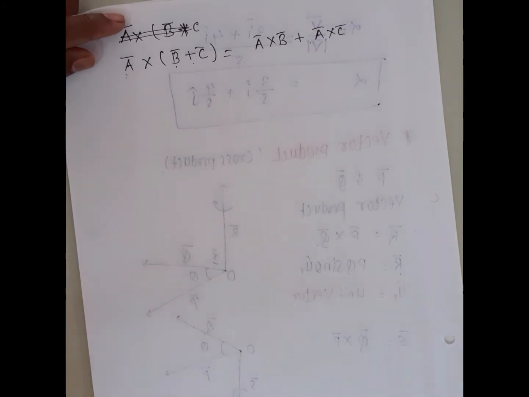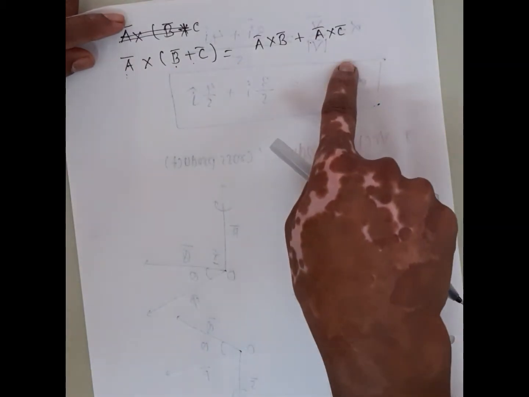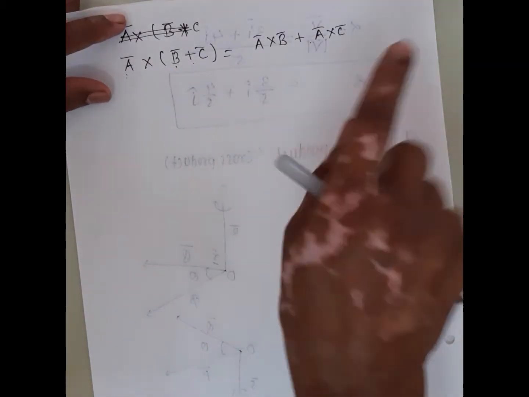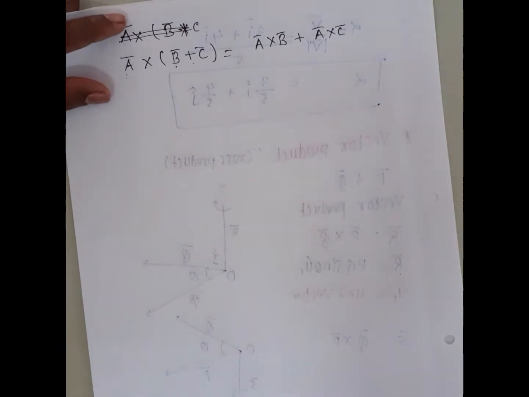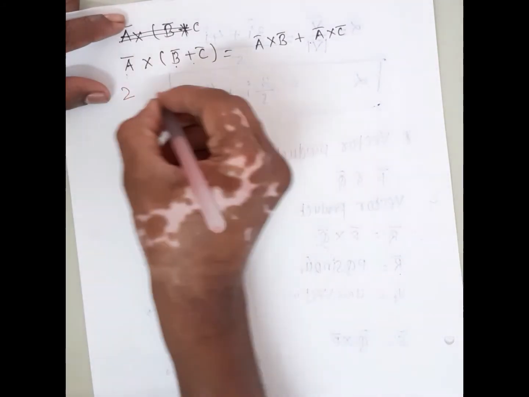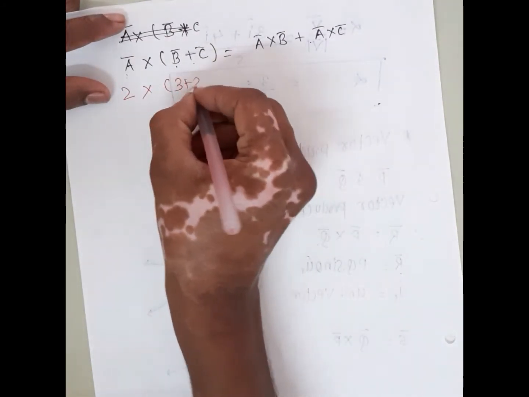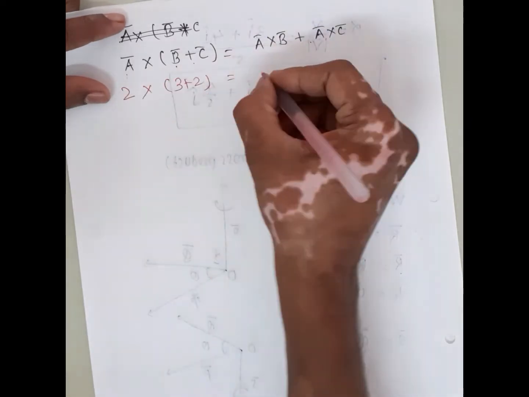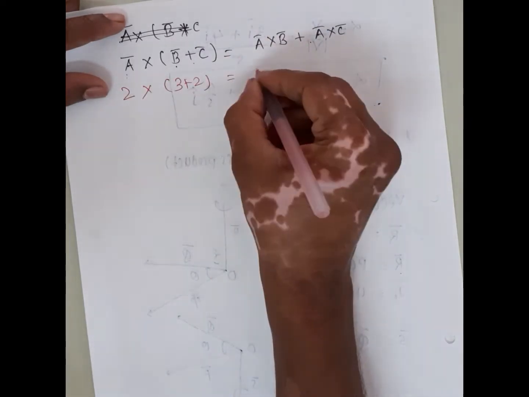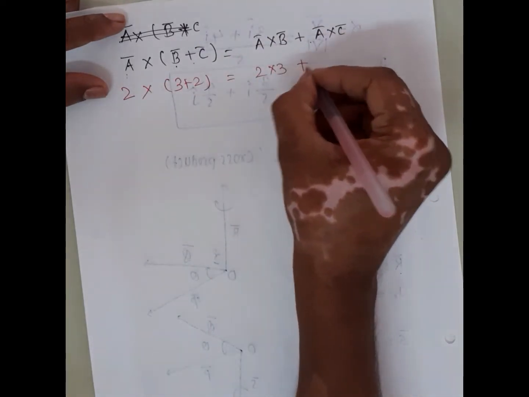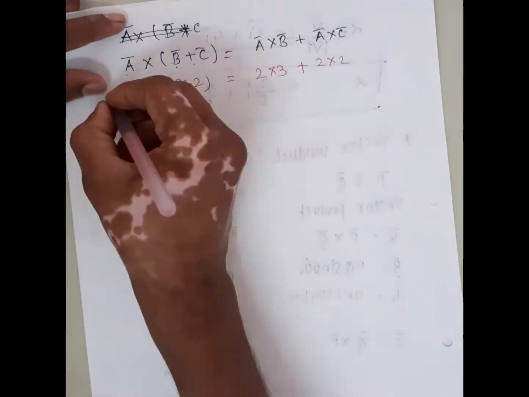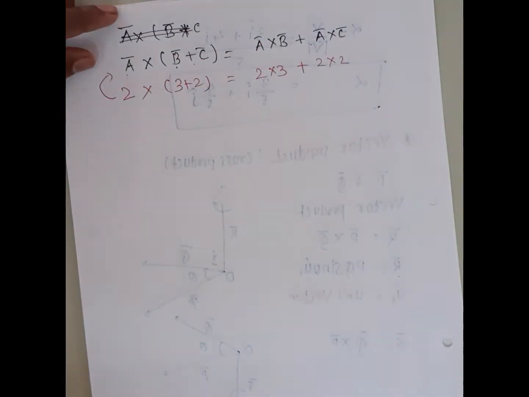The vector product obeys the distributive law of multiplication. So what does distributive law mean? Suppose here we write 2 into in bracket 3 plus 2. This also can be represented as 2 into 3 plus 2 into 2. So this is the distributive law of multiplication. So this is the second property.